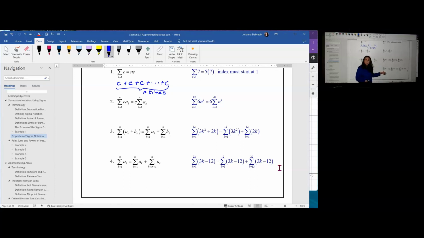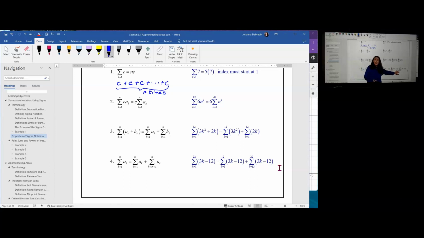Again, if I want to go from 1 to 22, I can stop at any number between 1 and 22 and split it into two summations. I could go from 1 to 9 and then from 10 to 22. You wouldn't want to repeat 9, it'd get counted twice.